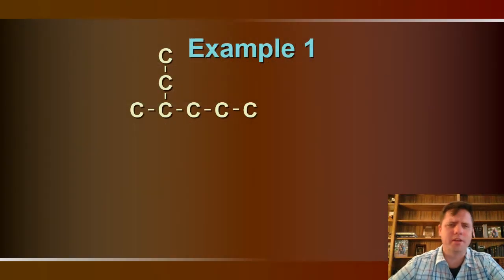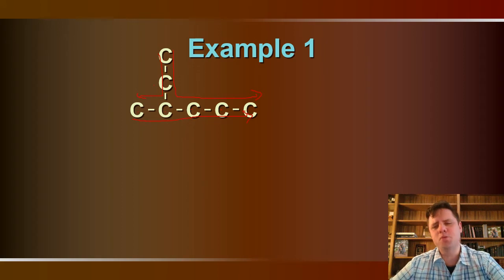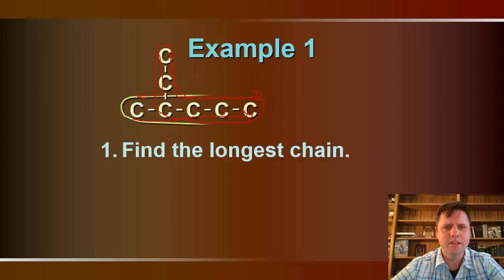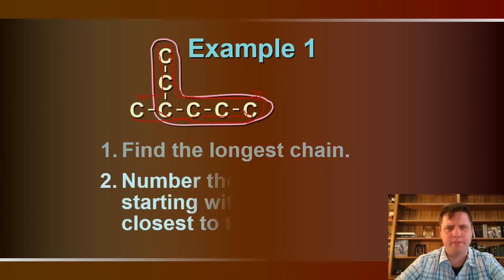So for example, let's look at this one. We have a carbon chain where we've got 1, 2, 3, 4, 5, 6, 7 carbons. But if we're trying to find the longest chain, if we started here and went this way, we'd only have 5, notice. But if we start here, go down, and then move this way, we would have 1, 2, 3, 4, 5, 6. If we went down this way, we'd only have 4. So remember the rule is we find the longest chain. So in this case, it's going to be this one that is the longest chain.